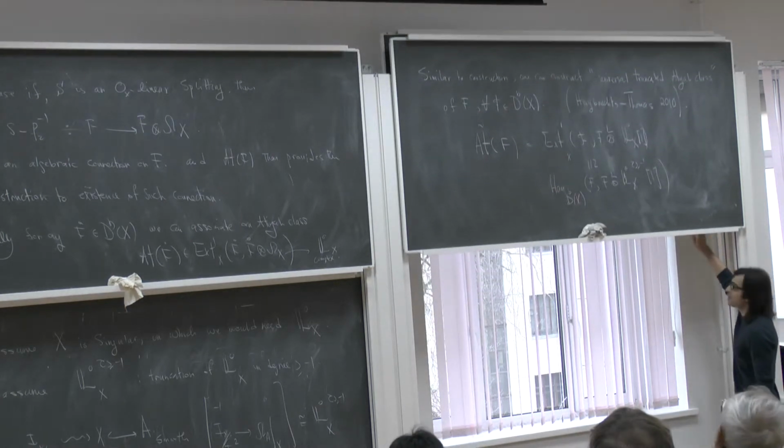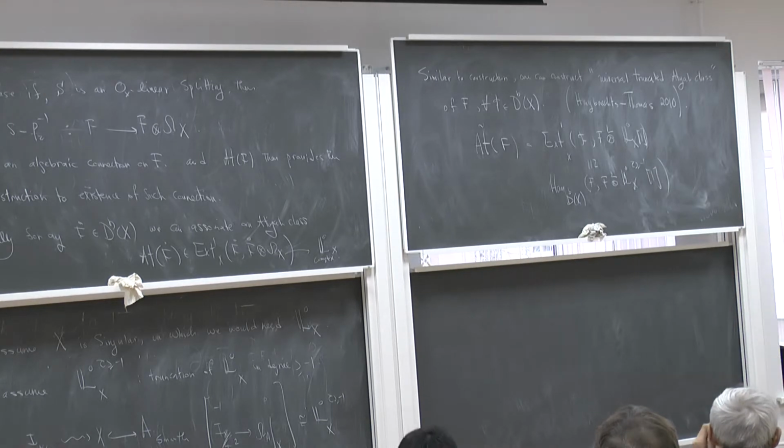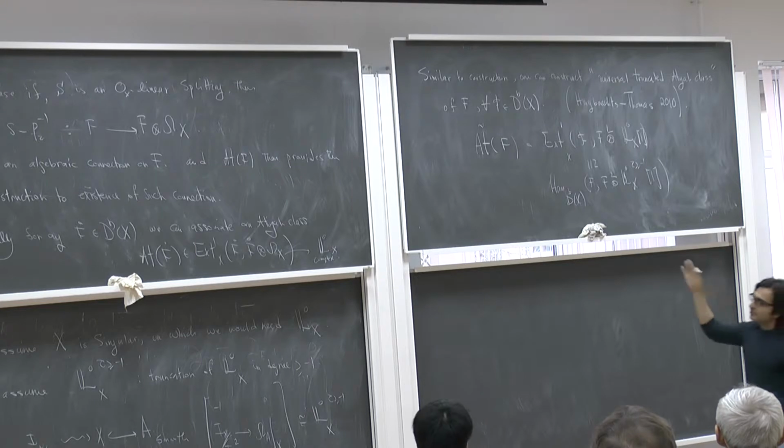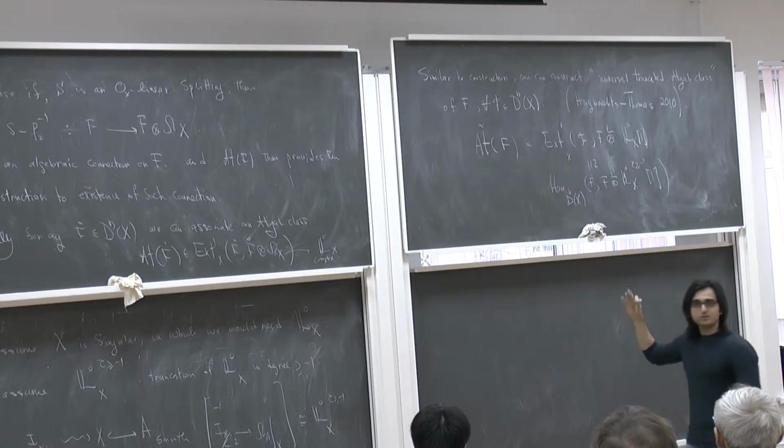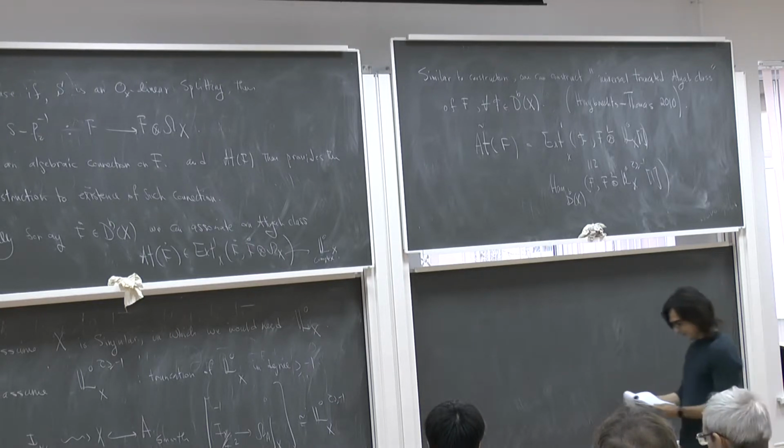Okay, so this is the object that I'm going to use, and you will see that it's very useful because somehow it actually gives you information about deformations and obstructions to deforming this object in the derived category. I will show you that at least.